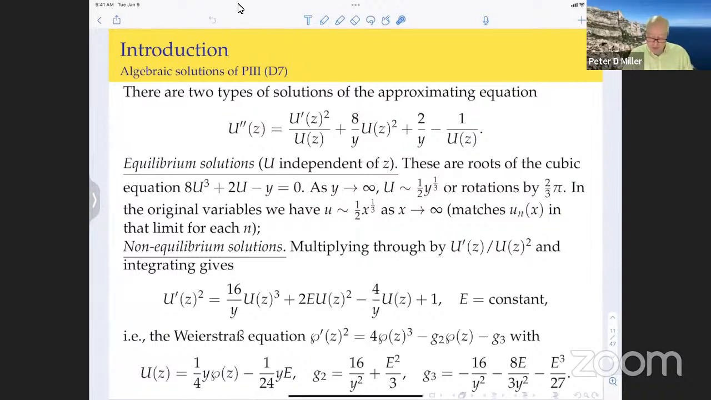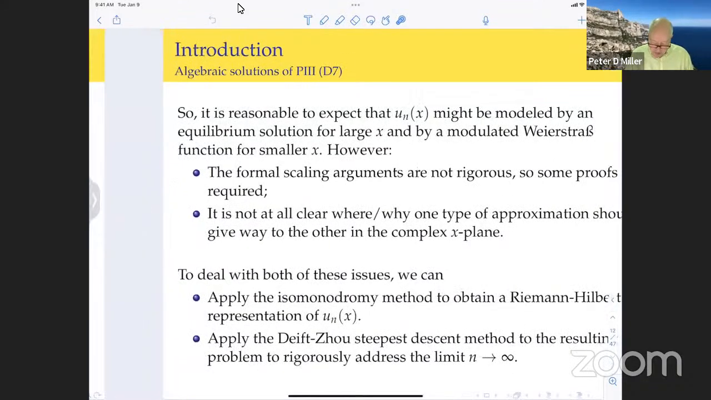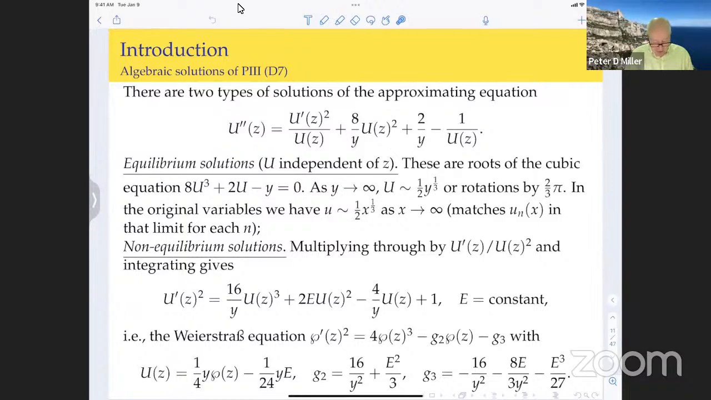And then for non-equilibrium solutions, we could multiply through by this non-zero quantity u prime over u squared and integrate the equation once. So some integration constant e shows up, and we have a first order second degree equation like that, which is really just the Weierstrass equation. Okay, so here the invariants g2 and g3 are written in terms of the original integration constant e that showed up right here, and then this parameter y that was in the equation. Oops, I'm sorry. Okay, that's over here. Yep. Oh, and it's not exactly just Weierstrass in u. I have to make a linear transformation like this to the squiggle function. Okay.